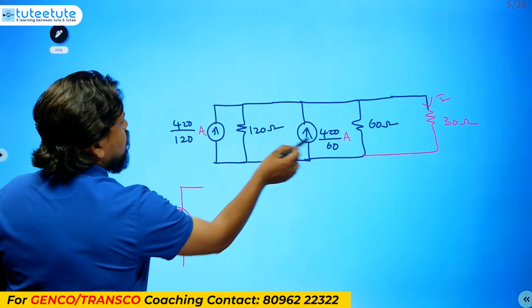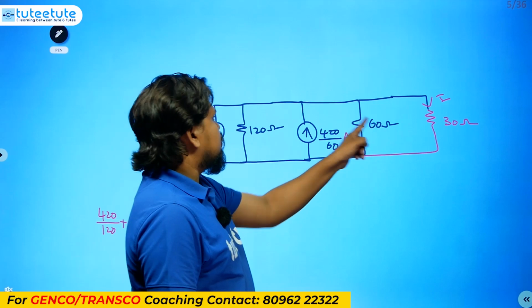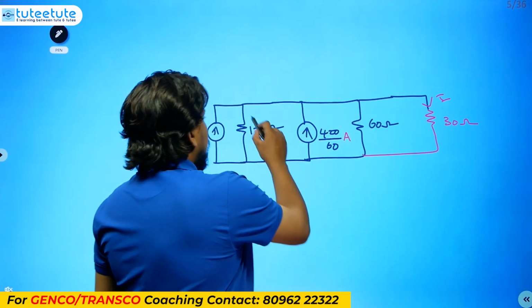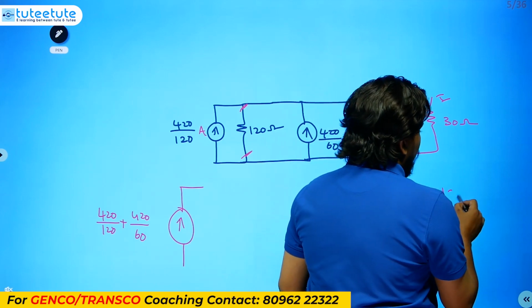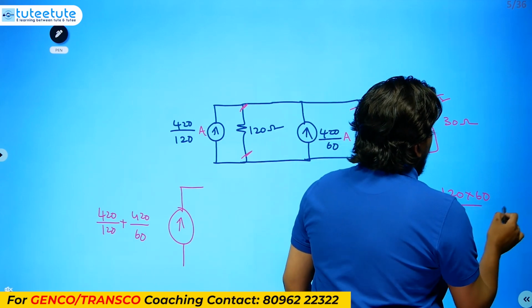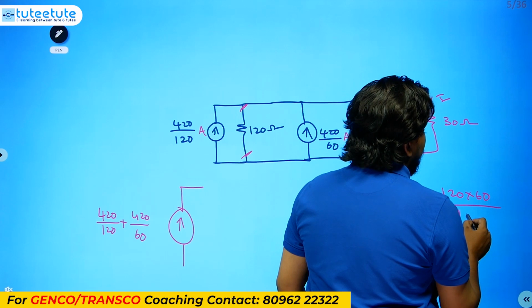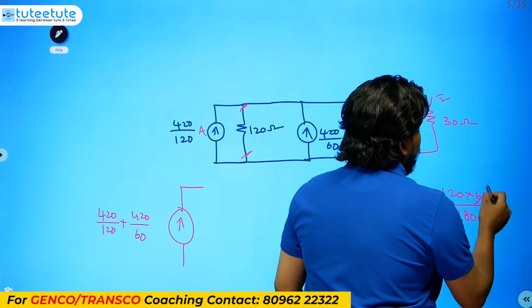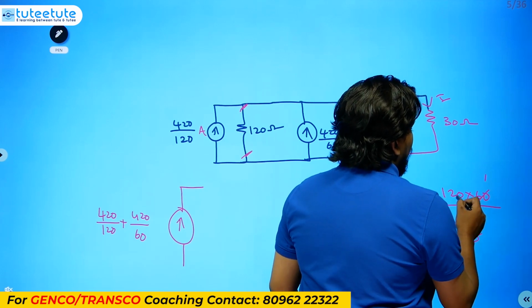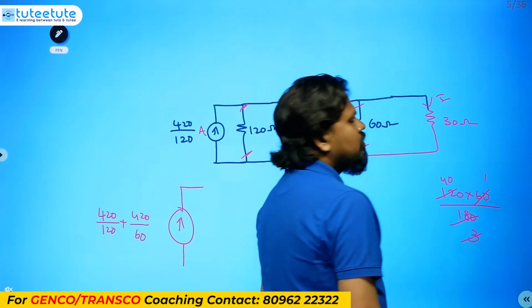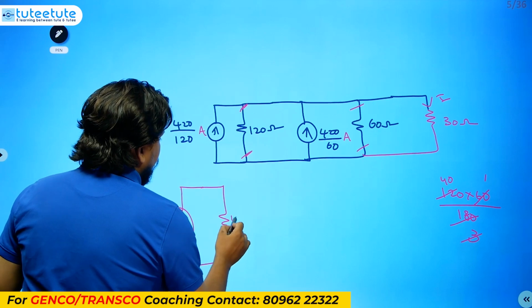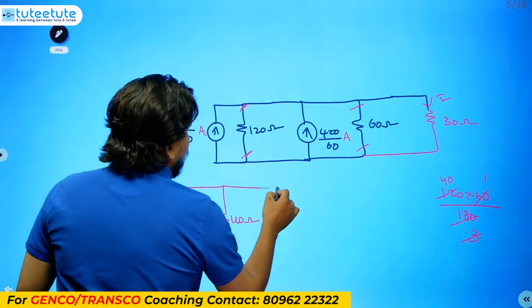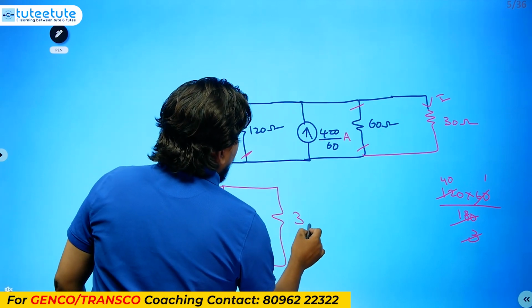Then 120 in parallel with 60. These two resistances are connected in parallel, right? So what do you have to get? 120 into 60 divided by 120 plus 60, which is 180. 60 ones are 60, 3 ones are 3, 3 fours are 12, so you will be getting 40. This is the 40 ohms of resistance, and here already 30 ohms of resistance is there.